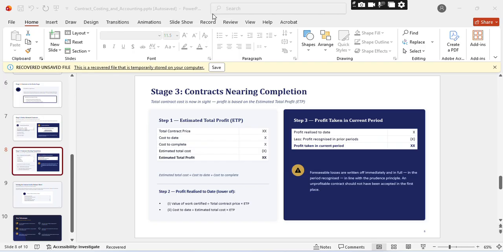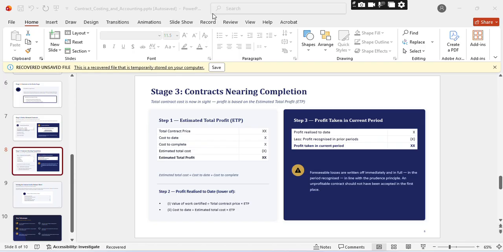Now, for step 2, how do we determine the profit realized to date? The profit realized to date is the lower of, number 1, the value of work certified divided by the total contract price times the estimated total profit; and number 2, cost to date divided by estimated total cost multiplied by the estimated total profit.